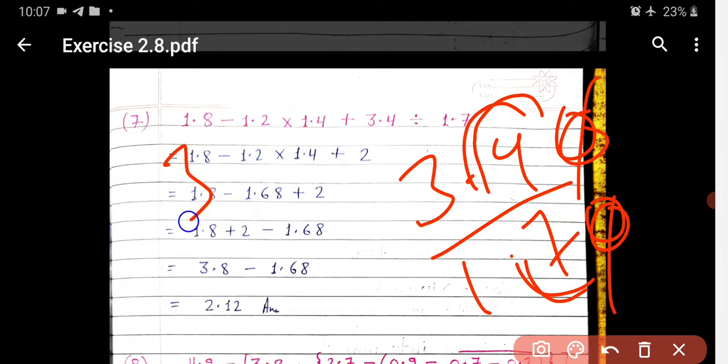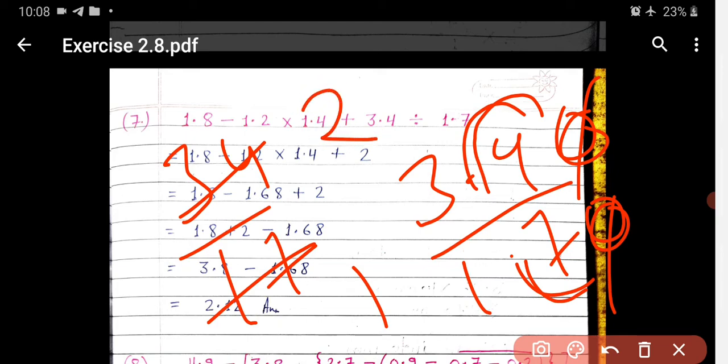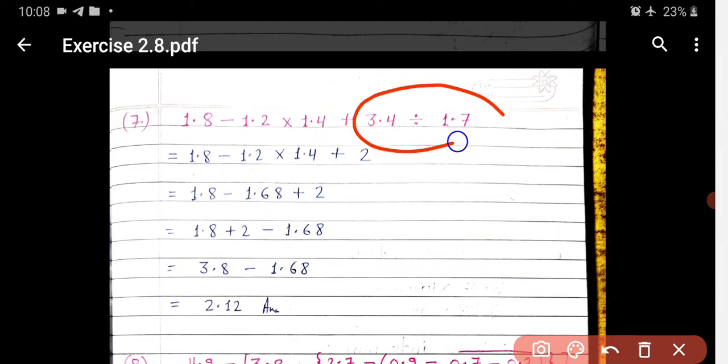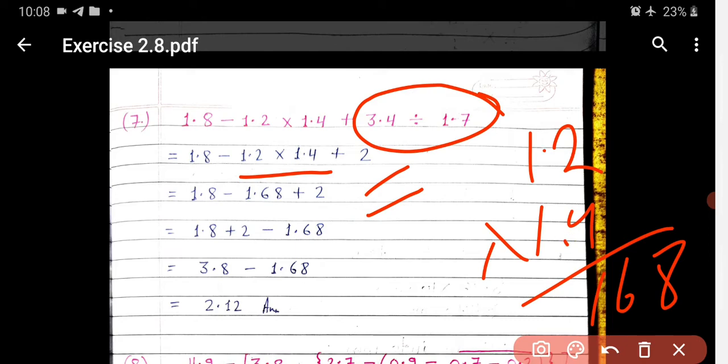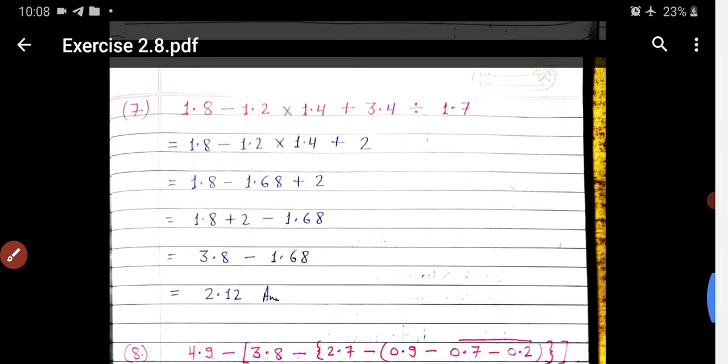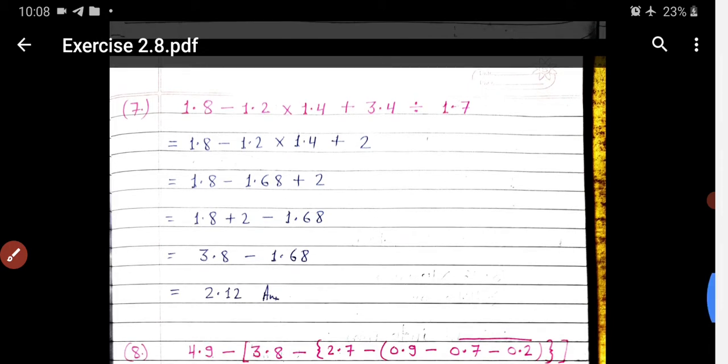So it becomes 34 upon 17. Now 17 ones are 17, 17 twos are 34. What you got here? Only 2. So when you divide, you get 2. Now you have to do multiply. So multiply 12 by 14. What you get here? 168. From the back side, put the decimal after 2 digits, you get 1.68. So right here 1.68 when you do multiply.